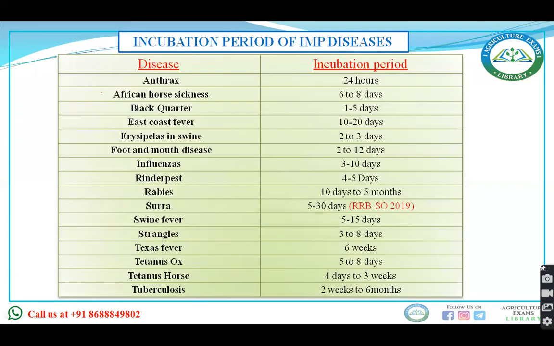Now these are the important incubation periods of various diseases. You must go through it. Anthrax is 5 to 30 days. This was asked in the RRB SO 2019.